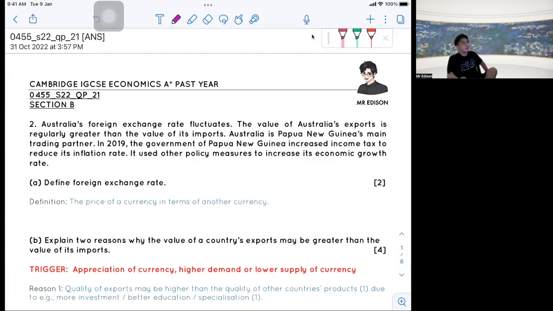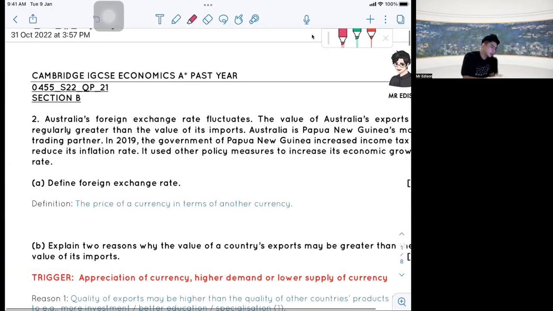Alright, so now let's look at this past year. This past year is 2022, and then 21, variant 21.